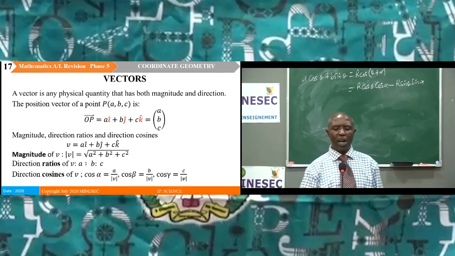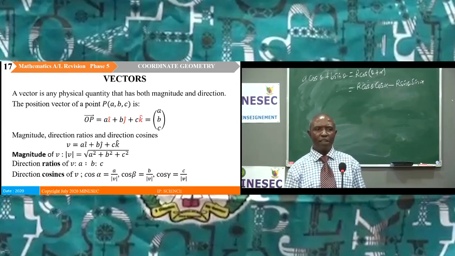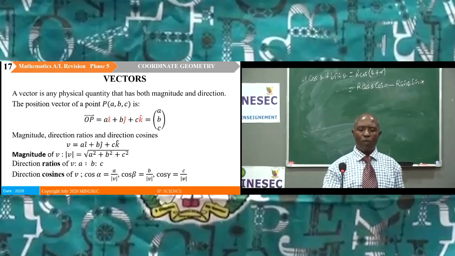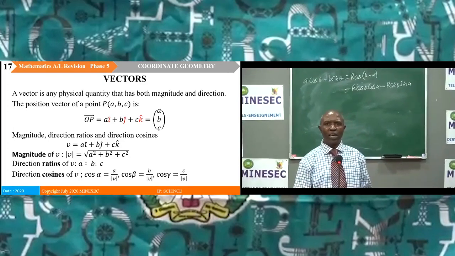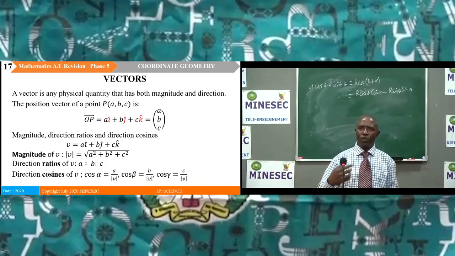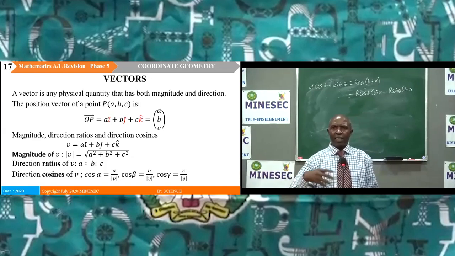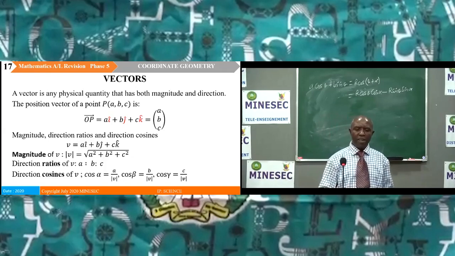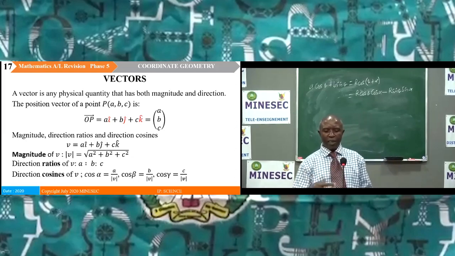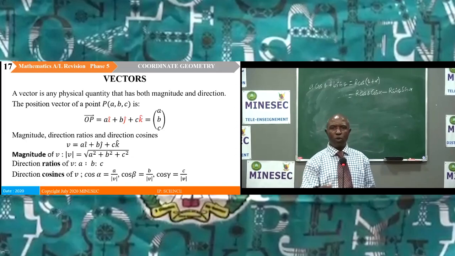Magnitude, direction ratio, and direction cosine. If we have the vector b to be that, the magnitude of b is equal to the square root of a squared plus b squared plus c squared. The direction ratio is a is to b is to c, using the coefficients of the unit vectors. The direction cosine is cos alpha is a on the modulus of the vector, that is the magnitude, cos beta, cos gamma.